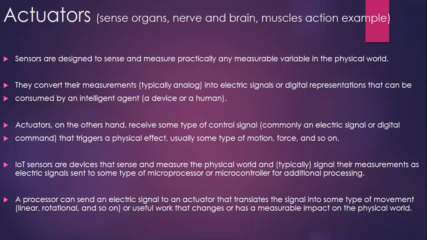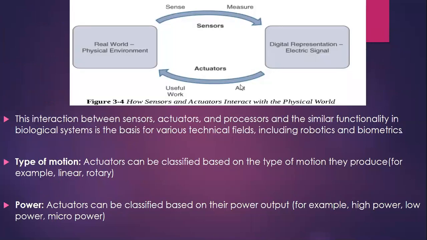A processor can send an electric signal to an actuator that translates the signal into some type of movement, like linear or rotary, or useful work that has a measurable impact on the physical world. So this is the job of the actuator. Now I hope you got some idea of what exactly an actuator is.